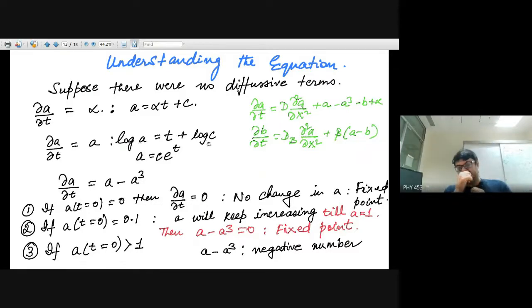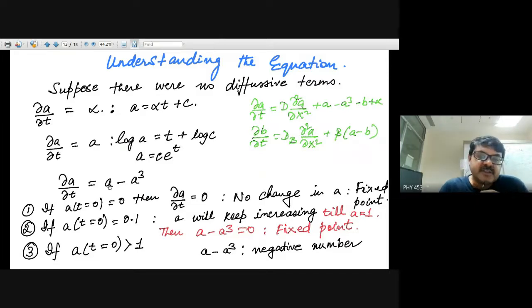This is going to be the solution. And this also you know. Now, suppose you keep two nonlinear terms and drop the minus b and plus alpha and also the diffusive term. So, suppose del A del t equal to a minus a cube. Then what would be the nature of the solution?